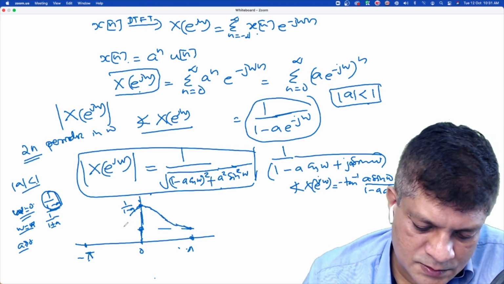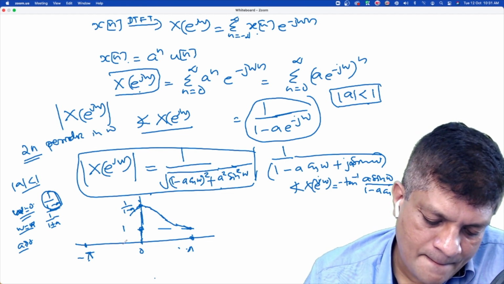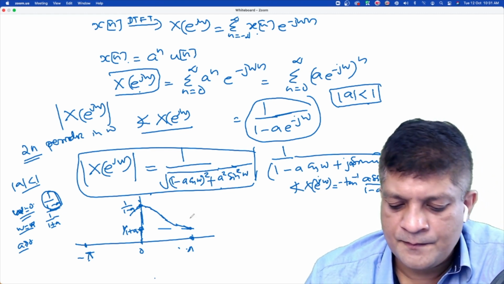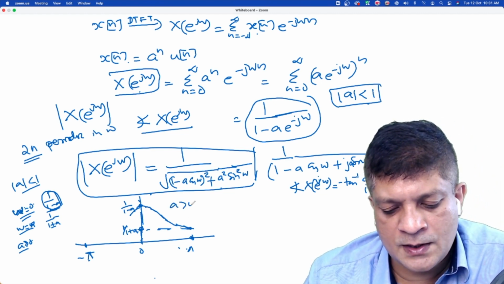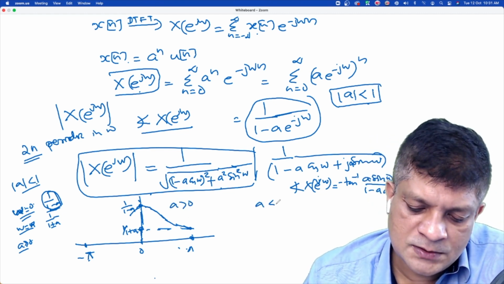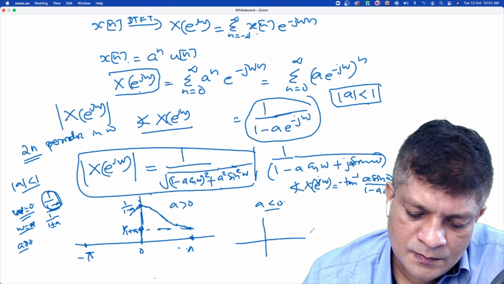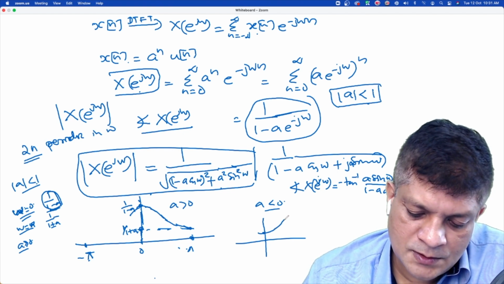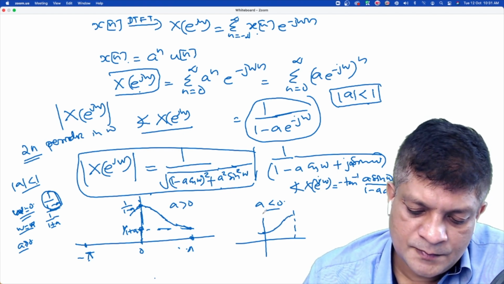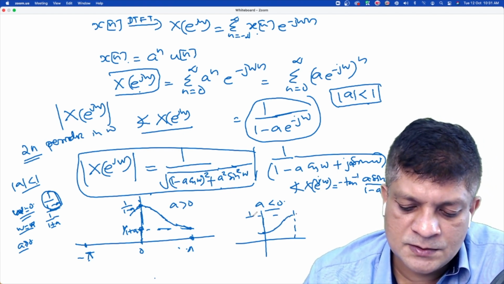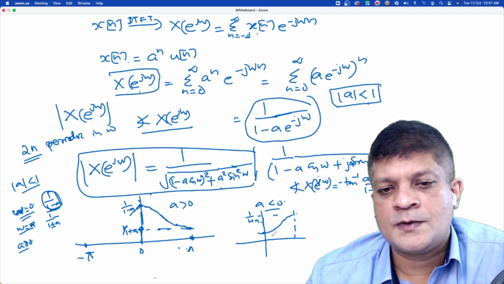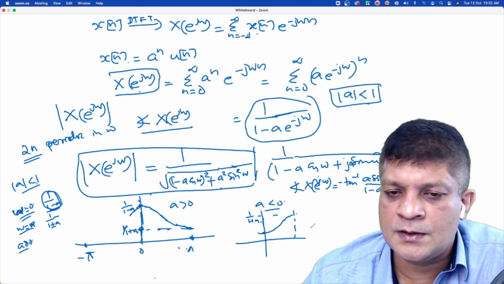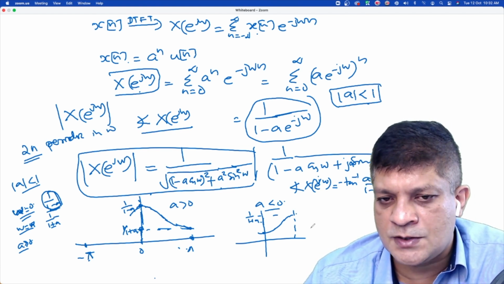And this value is 1 by 1 plus a. This is for a greater than 0. And if a is less than 0, it is something like this. Then 1 by 1 plus a is greater. Okay. And similarly, you can sketch the phase response of the signal.